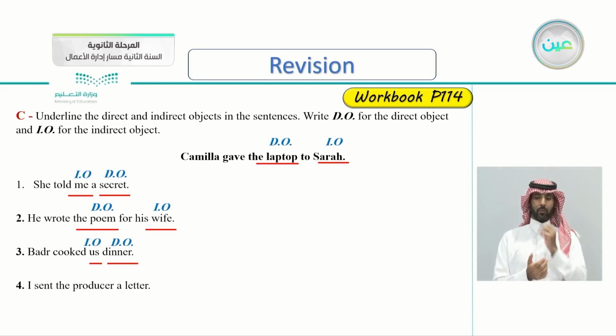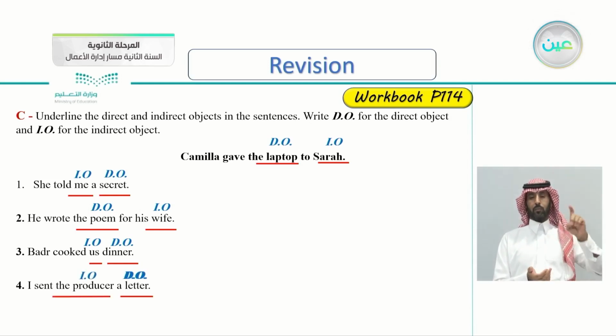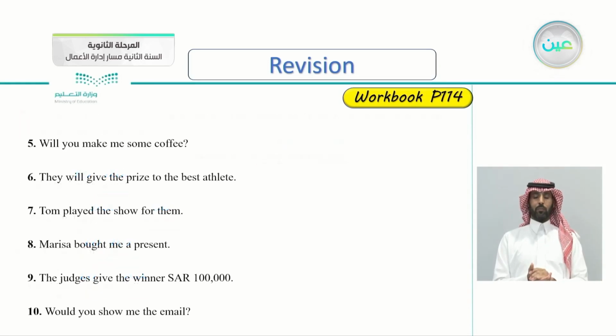Number four, I sent the producer a letter. Which is direct and which is indirect here? Let's check it together. The producer is the indirect and a letter is the direct object. Continuing here with number five, will you make me some coffee? Which is direct and which is indirect here? Yes, me is the indirect, coffee is the direct.